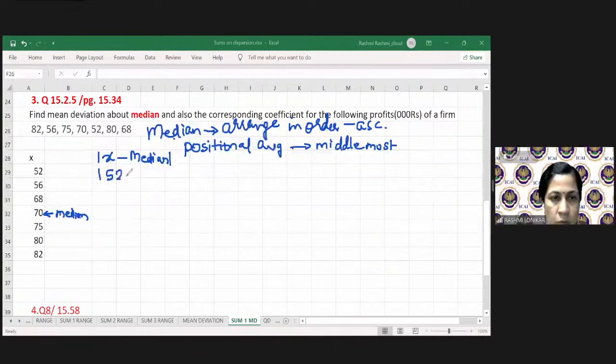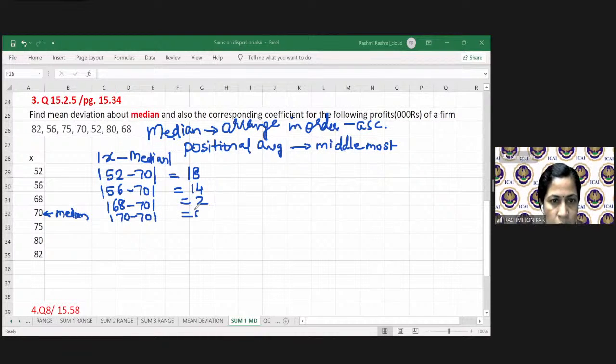So now what will this be? This will be 52 minus 70, how much will be 52 minus 70, 18. Then I have 56 minus 70, this will be 14. Then 68 minus 70, this will be 2, and this will be 70 minus 70, so the answer is 0. Then I have 75 minus 70, answer is 5. Then I have 80 minus 70, answer is 10. Then I have 82 minus 70, answer is 12.